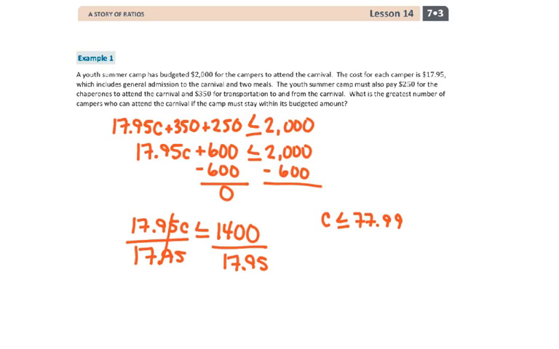But I'm not going to say 77.99 campers because it doesn't make any sense to have 77.99 people. So I'm going to round down this time because I can't have more than 77.99 campers, but I can have less. So my answer is going to be less than or equal to 77 campers. I can have at most 77 campers, but I can't have more than 77 campers. So the greatest number of campers who can attend the carnival if the camp must stay within its budgeted amount is 77 campers.